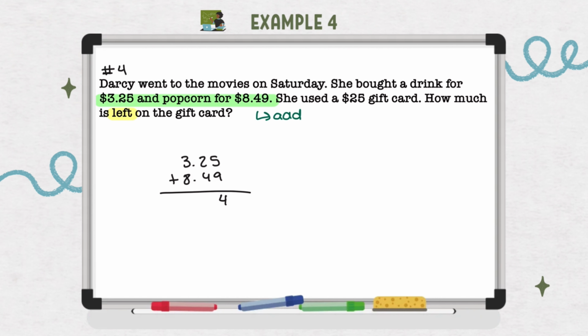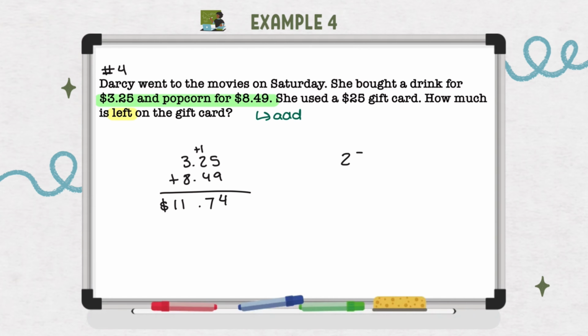Because 9 plus 5 is 14, we need to carry that 1. 4 plus 2 plus 1 is going to be 7. And then 8 plus 3 is going to be 11. Now, we are talking about money here. So therefore, she spent $11.74 in total. But does that answer our question? Our question says, how much is left on the gift card? Well, it's not $11.74 that's left on the gift card. That doesn't really make any sense. That is the total amount that she spent. So we need to take this amount and subtract it from how much she had to start off with.